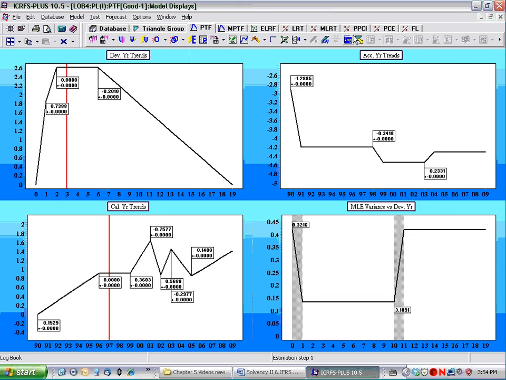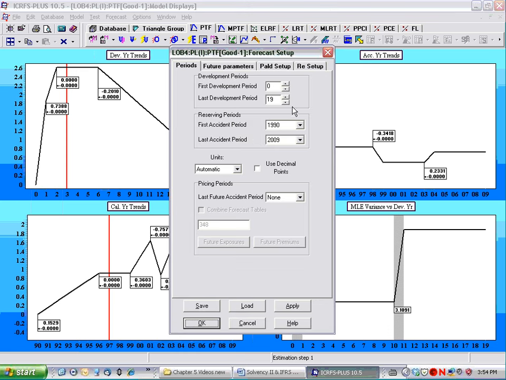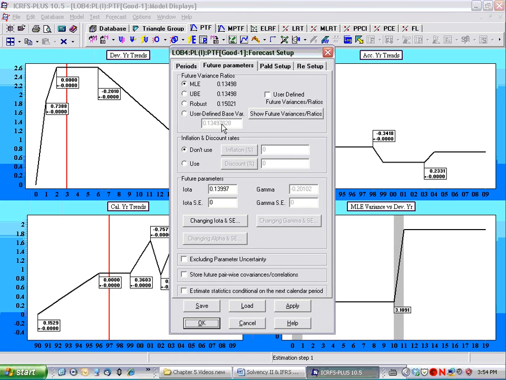If I now go and do a forecast and go to future parameters, make the process volatility or variance close to 0, so there's hardly any. So the only volatility going forward is based on the iota parameter, calendar year parameter. Let's make the standard deviation, say, 9.09%.